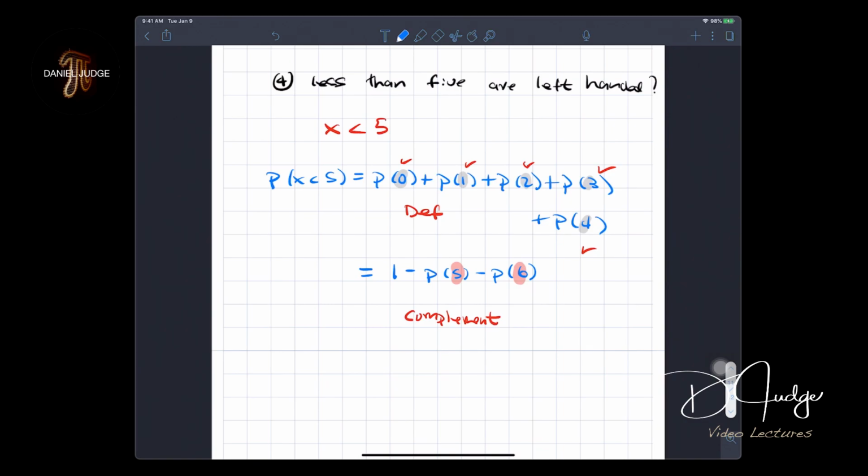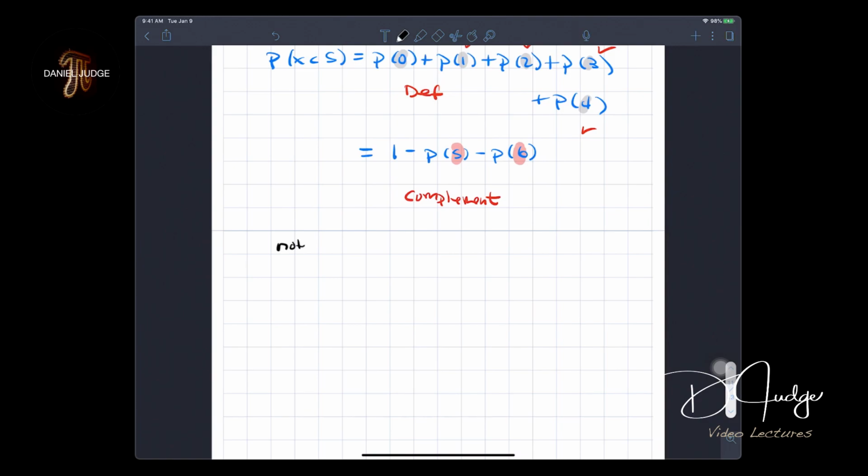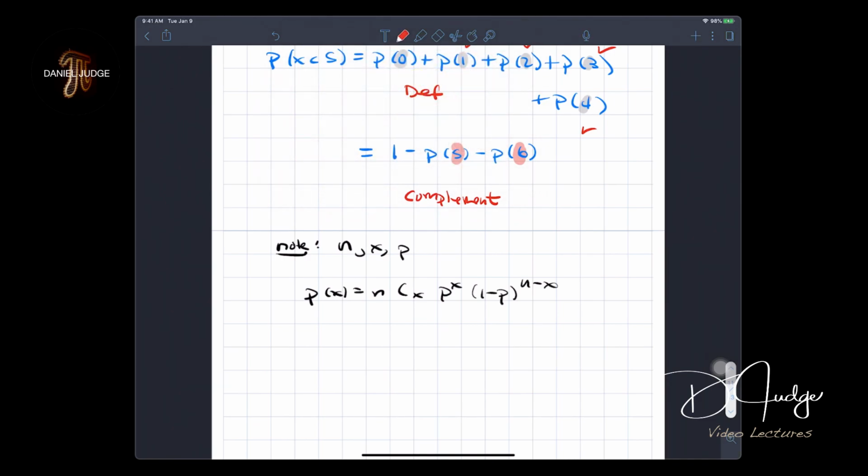So maybe we can do something like this. Let's do a calculator portion so we can kind of even this out. We need n, x, and p. P of x is nCx, p to the x, 1 minus p to the n minus x. Here's my formula. If I ever want to learn how to use a formula, I just write it down. So for P of 5, x is 5. N is 6 still. Little p is 0.1, which means the complement is 0.9.